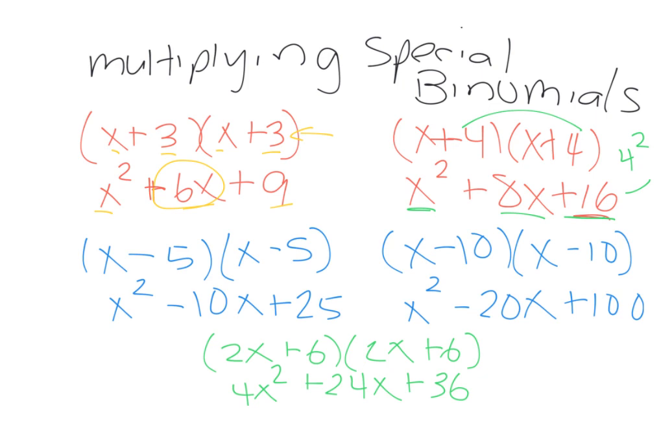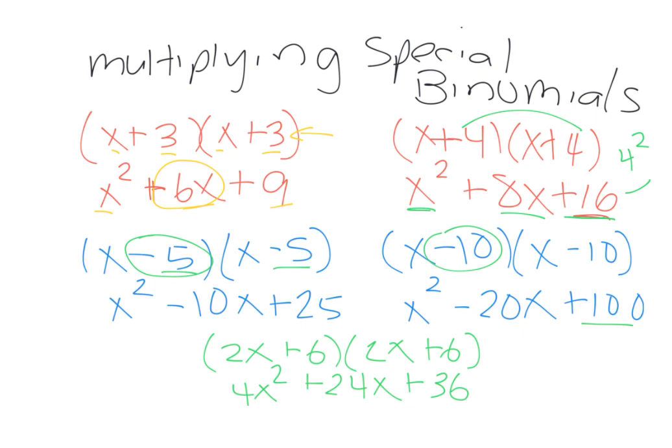X minus 5 times x minus 5. Negative 5 times negative 5 is positive 25. If you double negative 5, you will get negative 10x there, and you get your x squared. Last one, negative 10 times negative 10 is your positive 100. Negative 10 doubled gives you your negative 20x. But let's take a look at the problem down at the bottom.